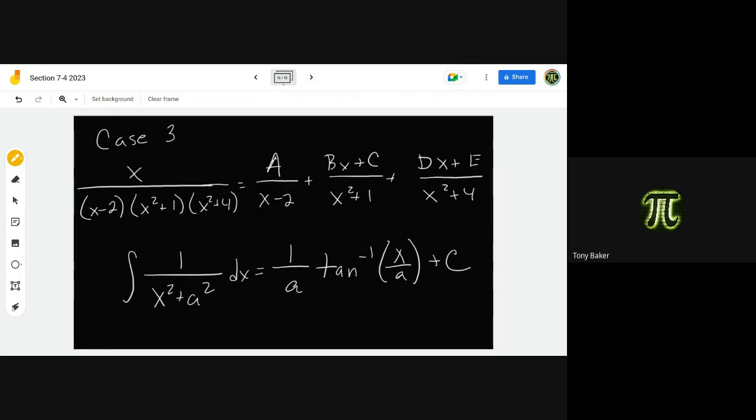For example, let's look at this one. It's x squared plus 4. So a is 2, because 2 squared would be 4. So it would be 1/2 times the arctangent of x over 2 plus c. That would be what's replaced for that integral. So it's always 1 over a, the arctangent of x over a. If I have a quadratic with nothing on top, or just a single number on top, if I have a 2 on top, that's fine. It would be just 2 over a instead.